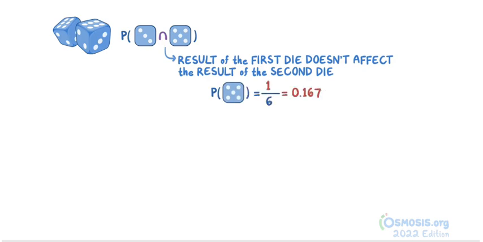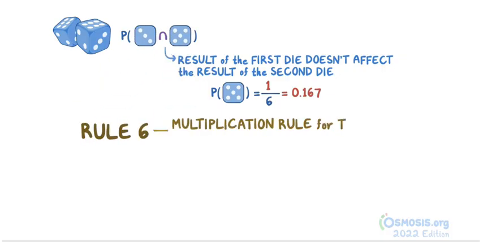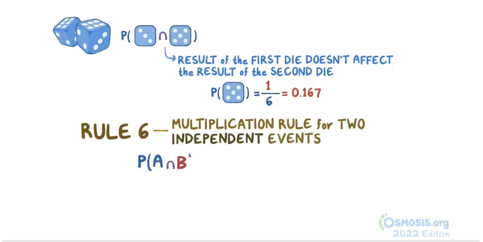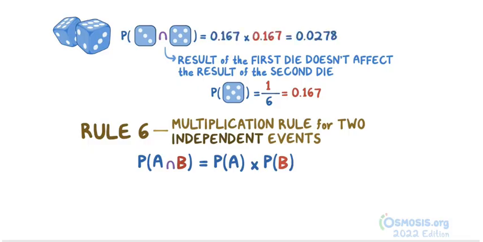Now, to calculate the probability of rolling a 3 on the first die and a 5 on the second die, you use Rule 6, the multiplication rule for independent events, which states that the probability of two independent events equals the probability of the first event times the probability of the second event. In this case, both probabilities are 0.167, so 0.167 times 0.167 is 0.0278, or 2.78%.